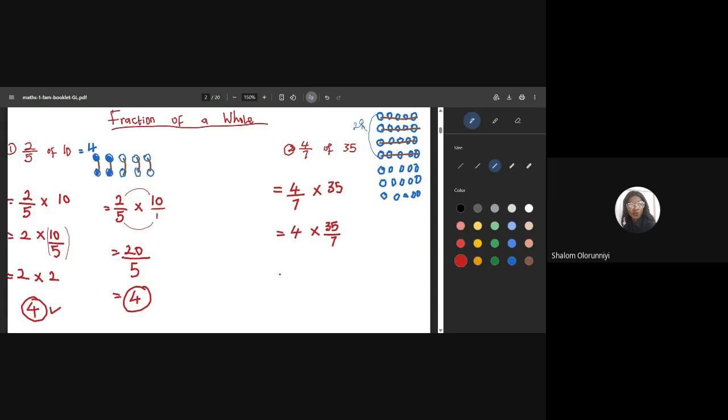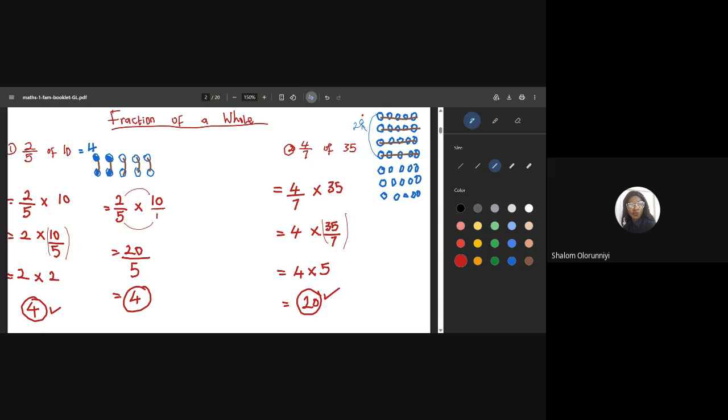And then if you finally do that, we know that 35/7 is 5, right? So 35/7 is 5. I'm going to be replacing that. And of course, your answer is going to be 20. Yay! You were correct right here.